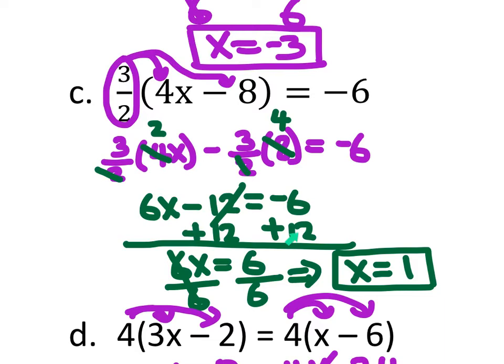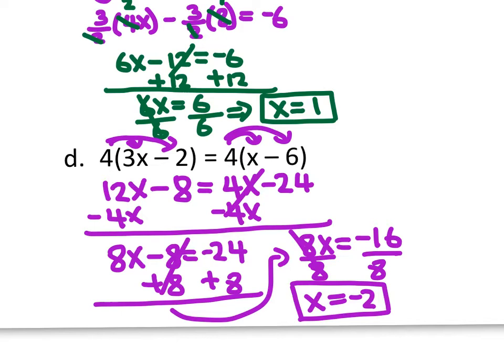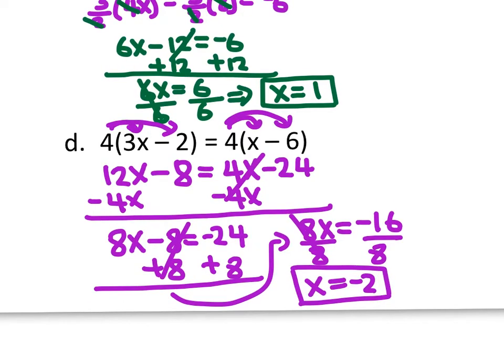Now we're going to add 12 to both sides. We're going to get 6x equals 6, because 12 minus 6 is 6. Divide both sides by 6, and the 6's cancel here, leaving us with x, and 6 divided by 6 is 1. Problem D, 4 times 3 is 12, 4 times 2 is 8, 4 times x is 4x, and 4 times negative 6 is negative 24.